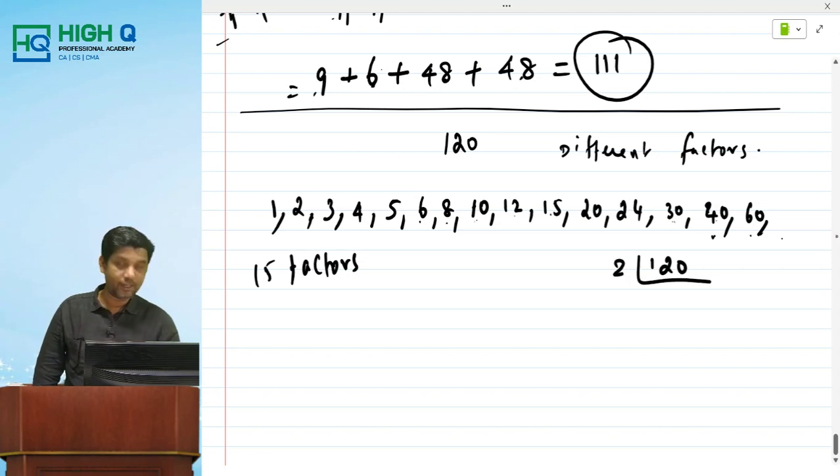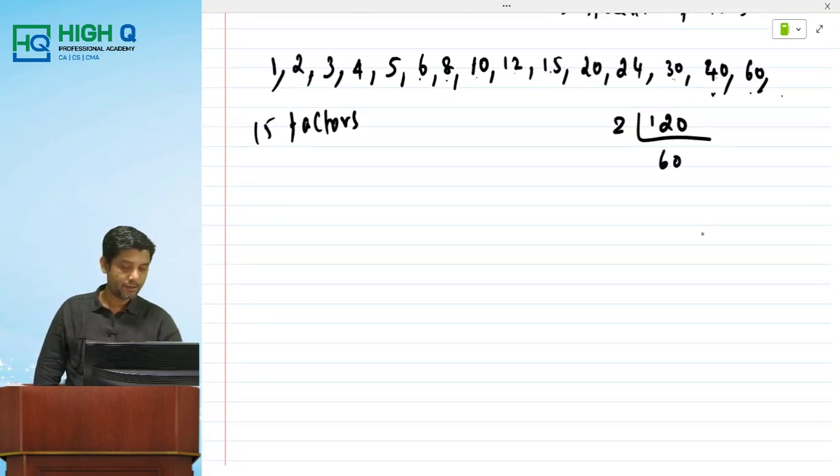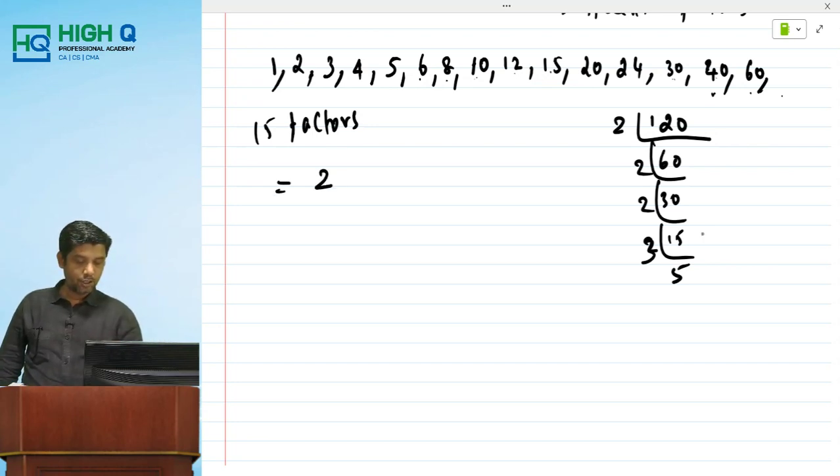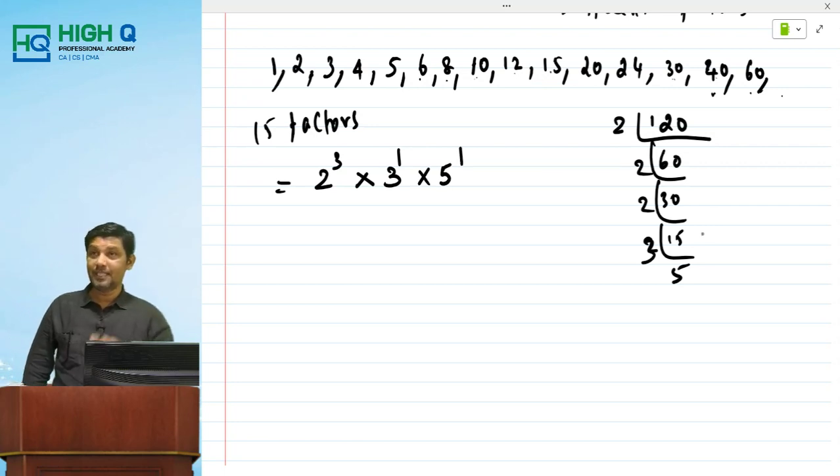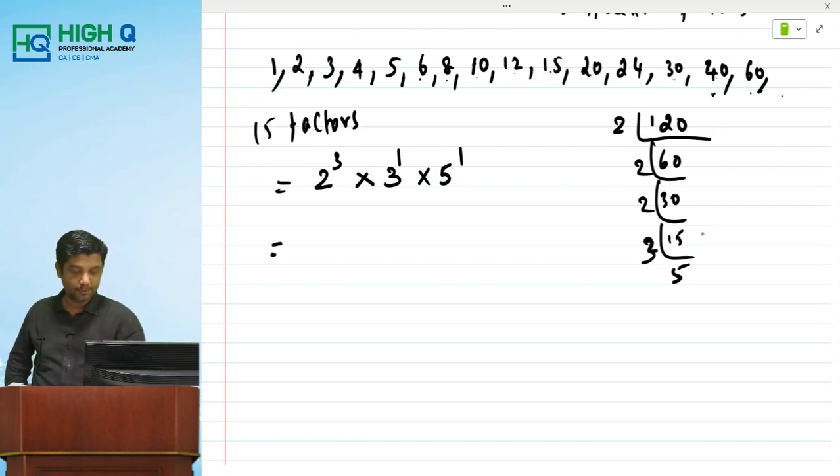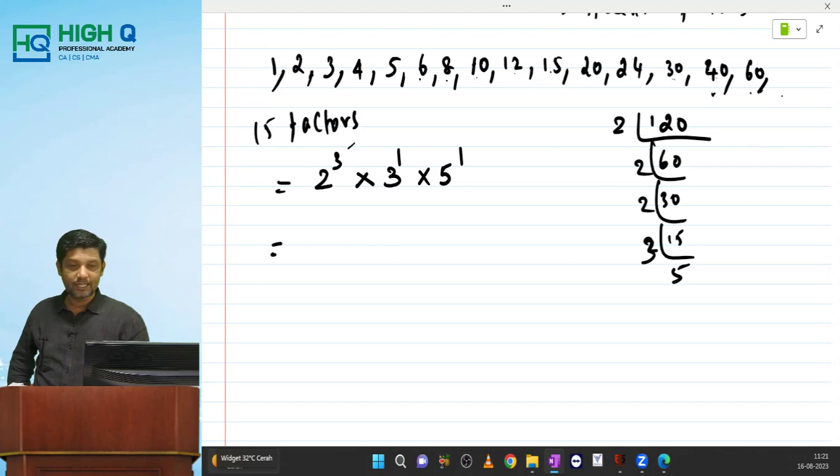120. Just do what I'm saying. Divided by 2. What is it? That's it. Now what is it, my dear? 2 three times, 3 one time and 5 one time. These are the prime factors, right? Now simply to find the number of factors, only take the index. What is there in the index? 3, add 1. 1, add 1. 1, add 1.